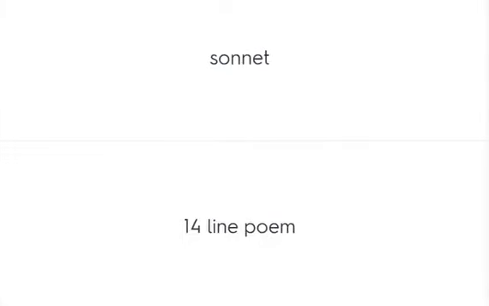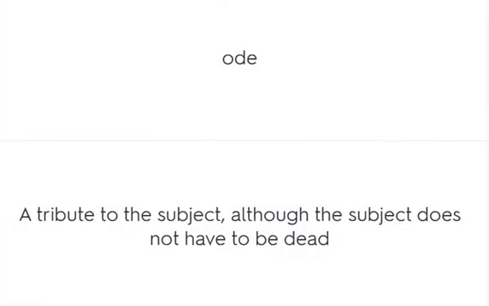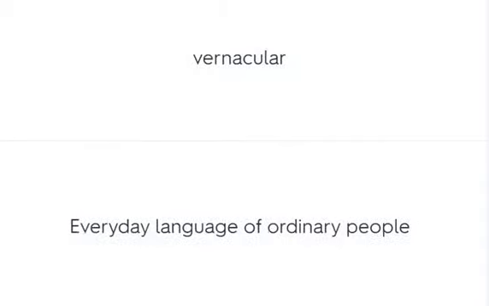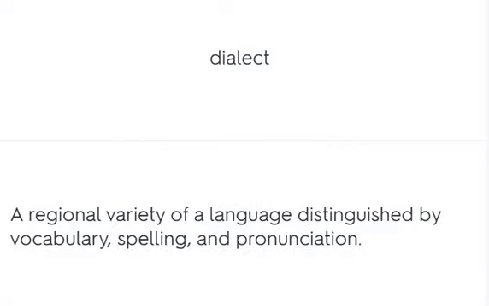Sonnet, a 14-line poem. Ode, a tribute to the subject, although the subject does not have to be dead. Ballad, a form of narrative verse that can be poetic or musical. Vernacular, everyday language of ordinary people. Dialect, a regional variety of a language distinguished by vocabulary, spelling, and pronunciation.